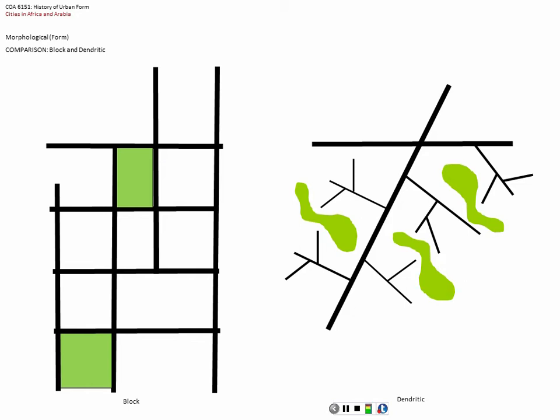There are advantages and disadvantages to both of these systems. The Mesopotamian cities, of course, had dendritic patterns. The Egyptian cities had block patterns. Typically, we will see a block pattern at a point where there's a large degree of centralized political control, whether that's under a king or a pharaoh or under a political association, a government of some sort. The dendritic pattern tends to develop, interestingly enough, in the 20th century, actually under governmental control, because certain subdivision regulations tend to favor it. We will come to that toward the end of this course.